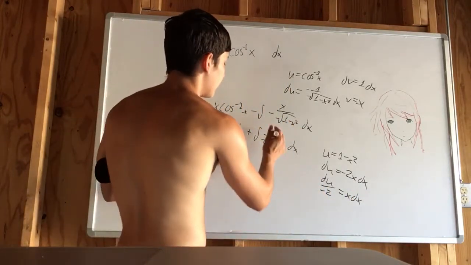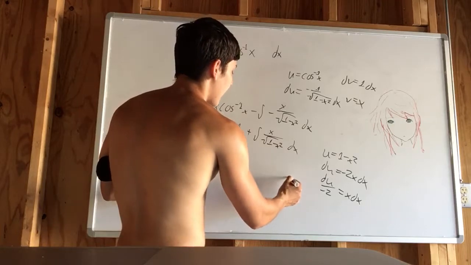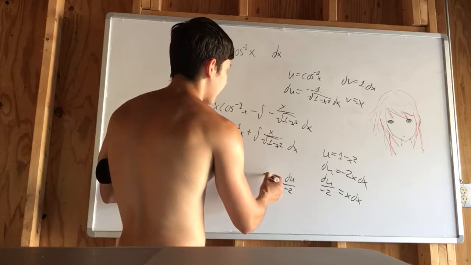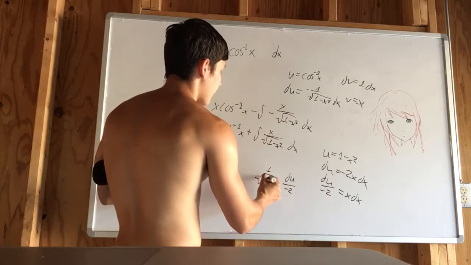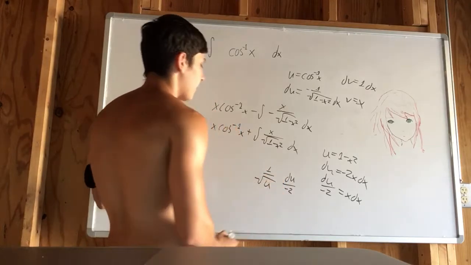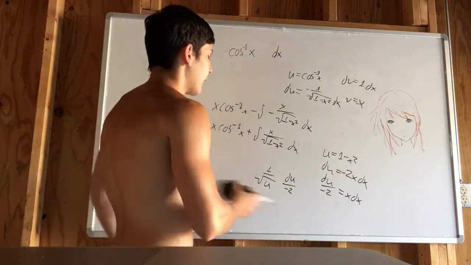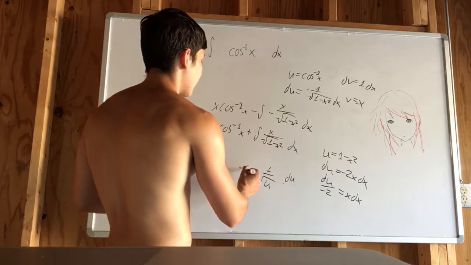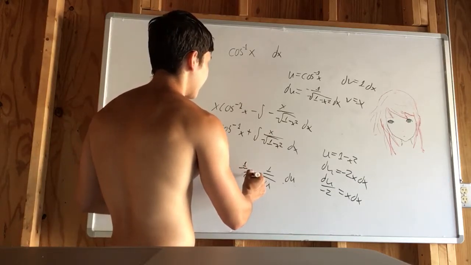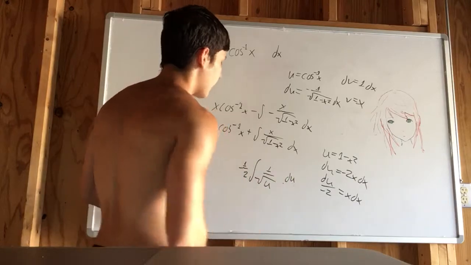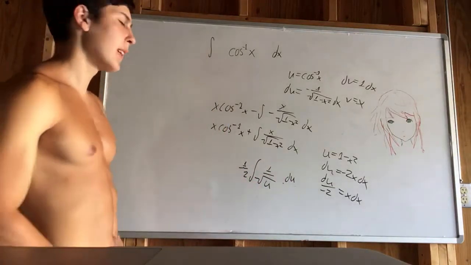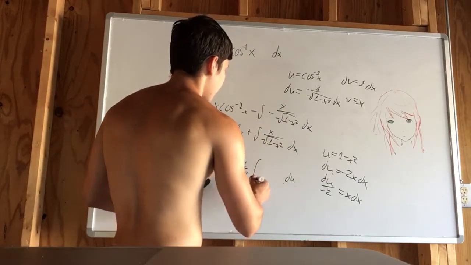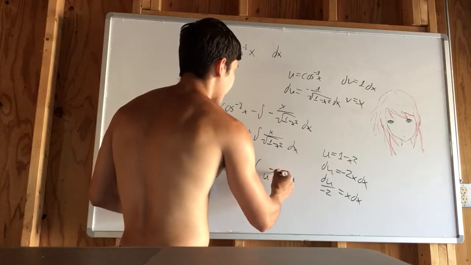Now we can make that substitution. We no longer have x dx. We have du over negative 2, and we have 1 over the square root of u. We could bring out the negative 1/2 outside of the integral, and so that's what we have. Now we can integrate. This is u to the power of negative 1/2.